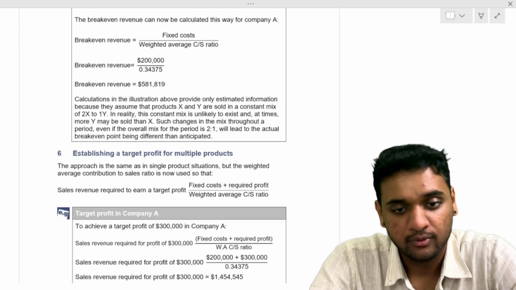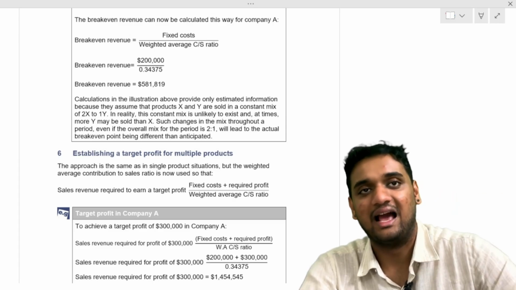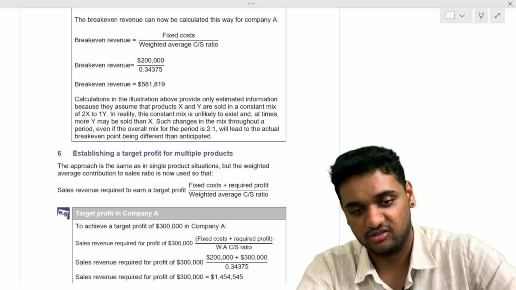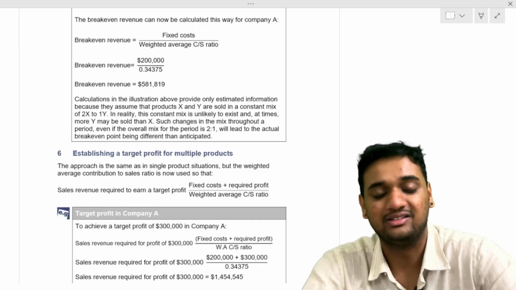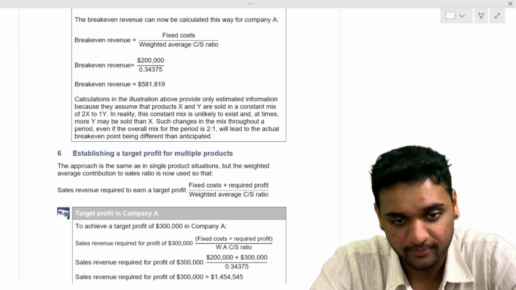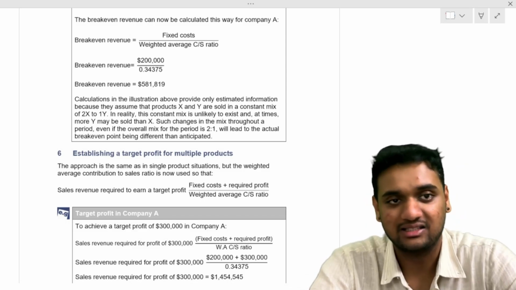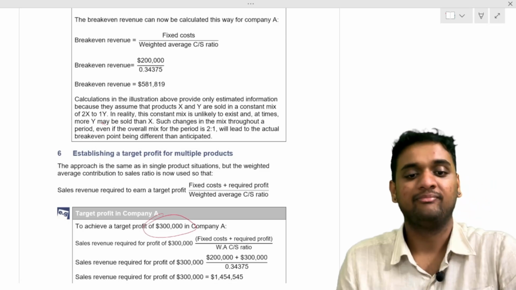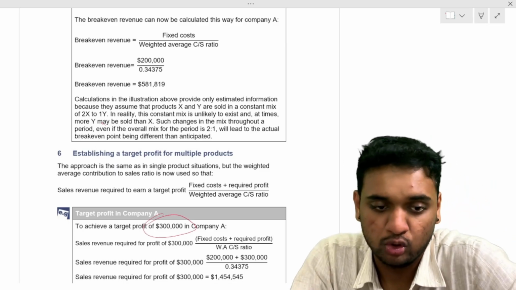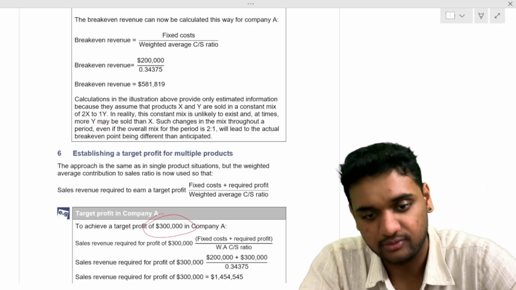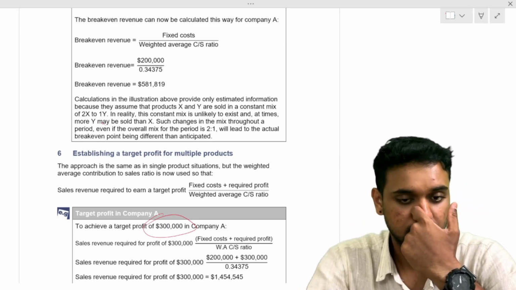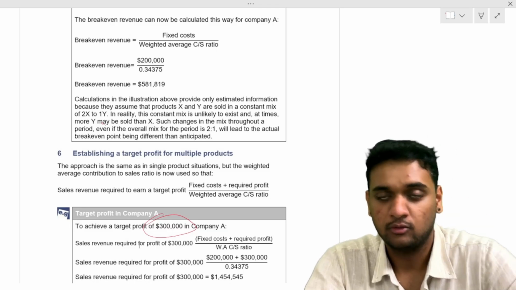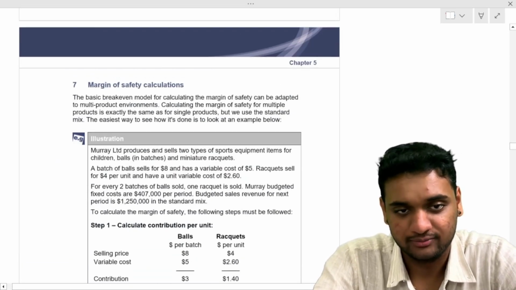0.375 percentage. Target profit is 3 lakhs. Find out the weighted average CS ratio. Sorry, find out the sales revenue to achieve the required profit. Target profit is 3 lakhs. Find out the sales revenue to achieve a profit of 3 lakh rupees. The answer is 14,54,545.